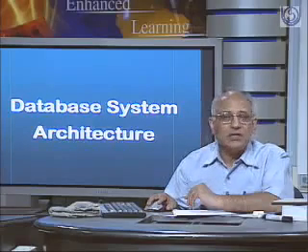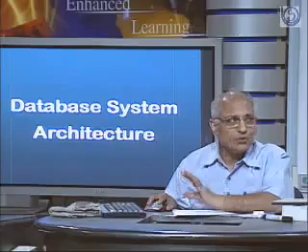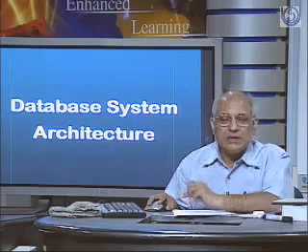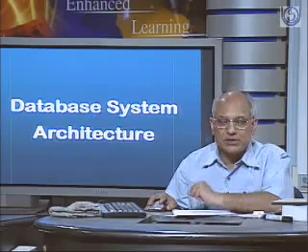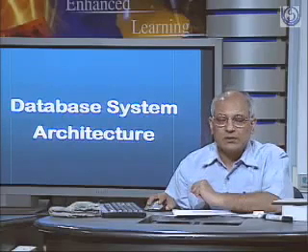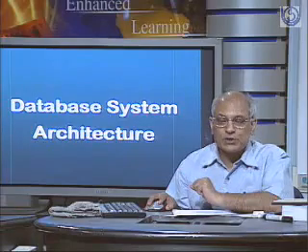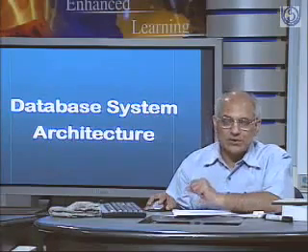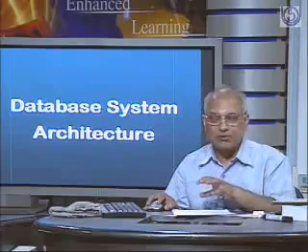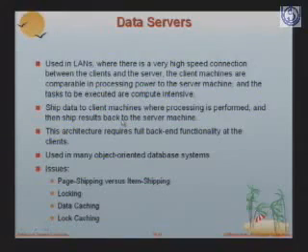Then there is another kind of server, the data server, which is basically used in object-oriented database management systems. It is used in LANs where there are very high-speed connections between the clients and the server. The client machines are comparable in processing power to the server machines, and the tasks to be executed are computing intensive. It ships data to the client machine where processing is performed, and then ships the result back to the server machine. This architecture requires full back-end functionality at the clients. It is used in many object-oriented database systems. So these are the basic issues which we have: page shipping versus item shipping.